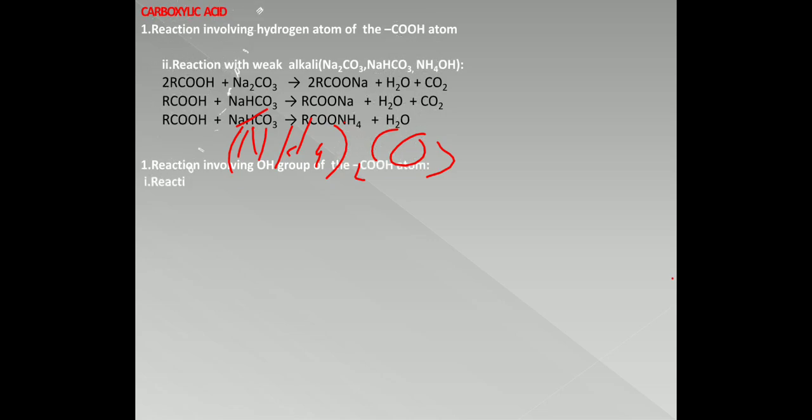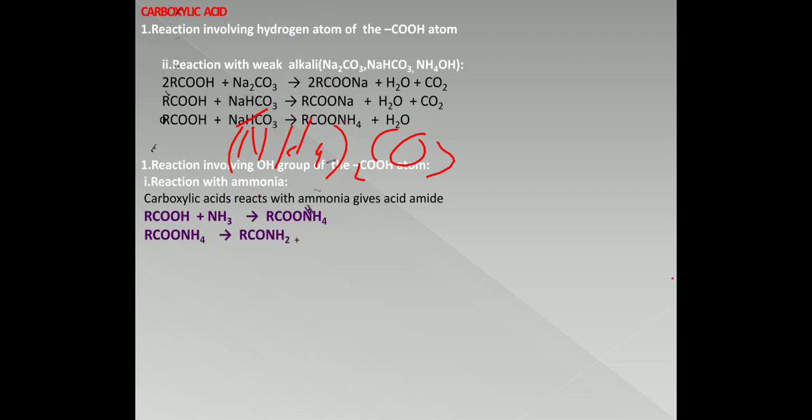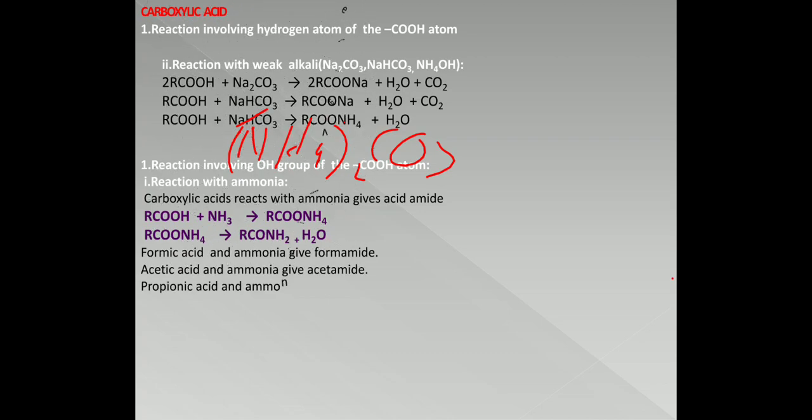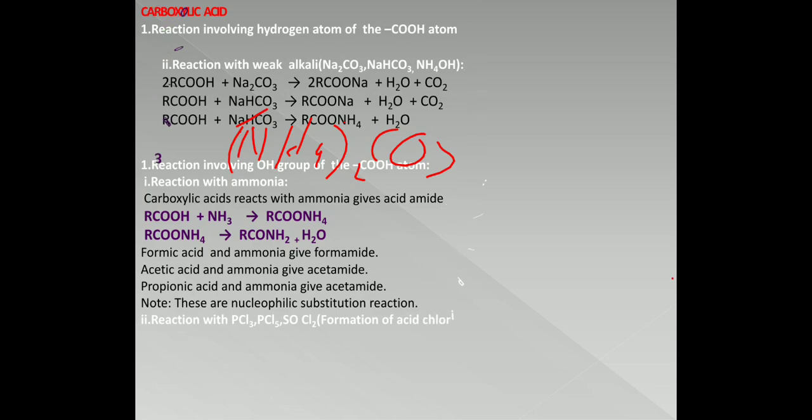Now, breaking of the OH group with ammonia. Carboxylic acid reacts with ammonia to give the acid amide. See this reaction. Carboxylic acid reacts with ammonia to form the ammonium carboxylate, which on prolonged heating converts into the amide, RCONH2, and H2O. Formic acid and ammonia give formamide. Acetic acid and ammonia give acetamide. Propanoic acid and ammonia give propanamide. Note, these are nucleophilic substitution reactions.